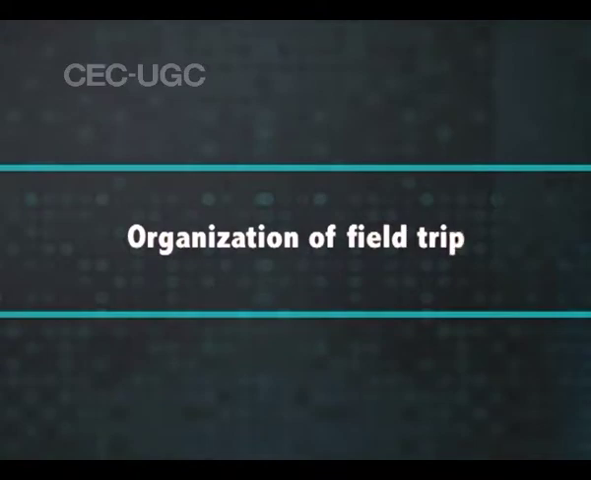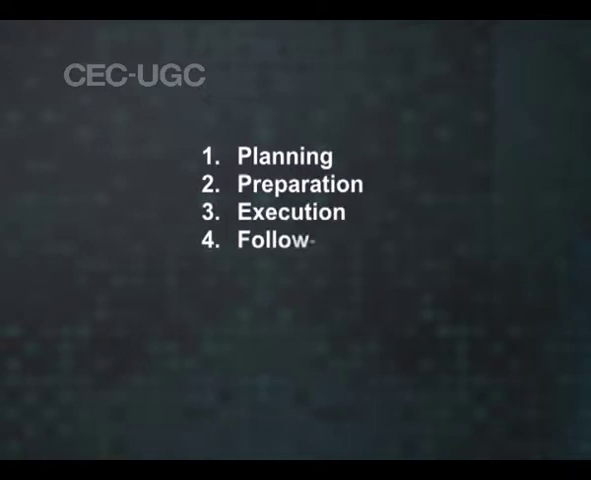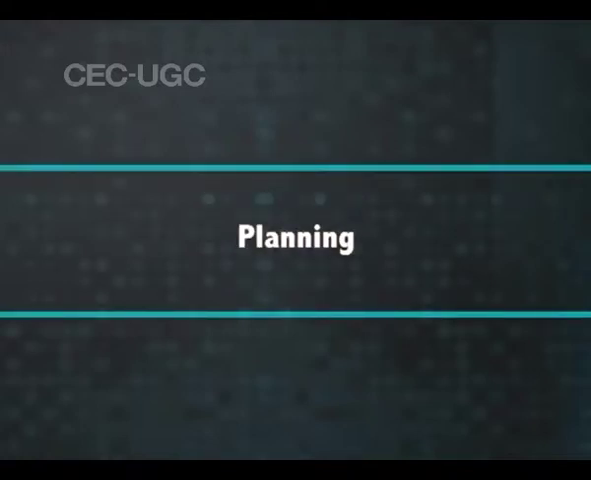Organization of field trip. The 5 steps in the conduct of field trip are: first, planning; second, preparation; third, execution; next, follow-up; and the last, evaluation. Planning. Planning is the initial step which is determining the future course of action. The proposed site should be surveyed well in advance. Date and time should be decided. Mode of travelling should be booked at the earliest. Expected expense per student should be calculated.